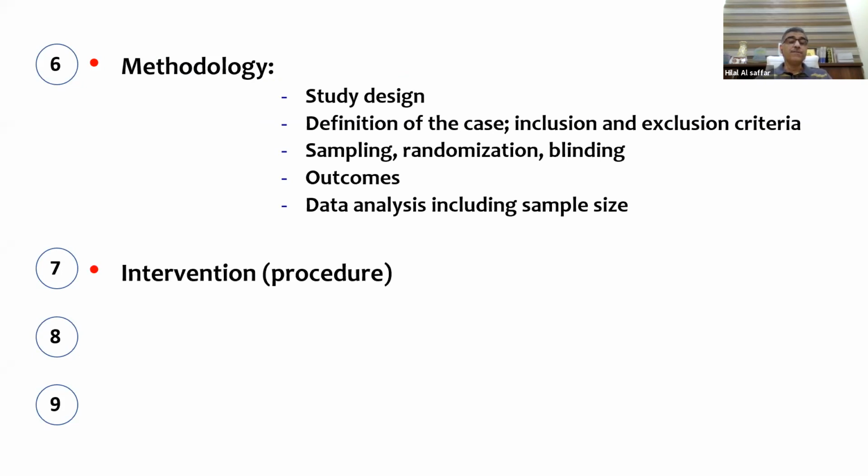We should not forget to write the intervention or the procedure we are following. Of course, here we are not aiming at writing the intervention and the procedure like the surgical intervention. No, we should write the procedure of the study. For example, we are going to split the participants into two groups according to these criteria. The first group will have this, the second will have that, and so on.